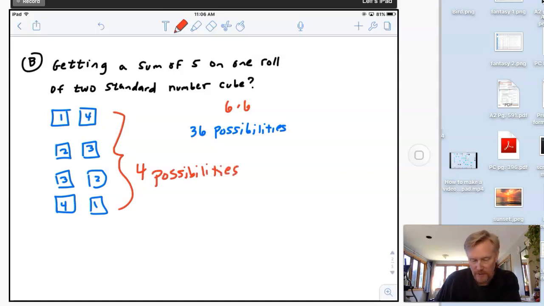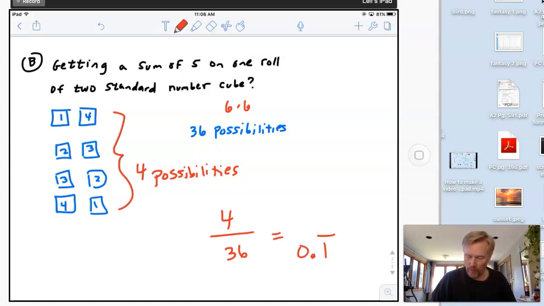Which means my chances of getting, there are 4 favorable outcomes over 36 possible outcomes, okay? And if I divide that out in my calculator, I get 0.1 repeating.